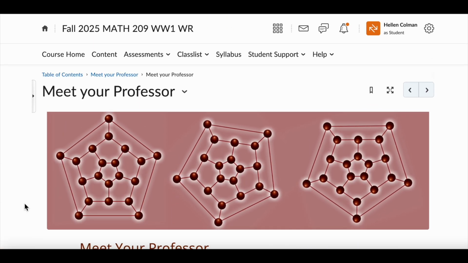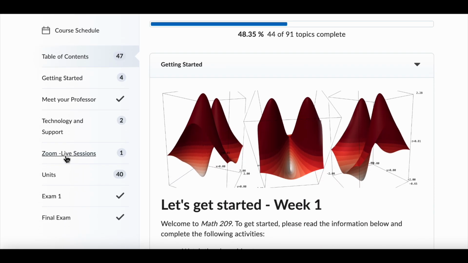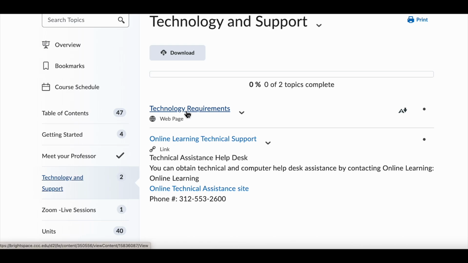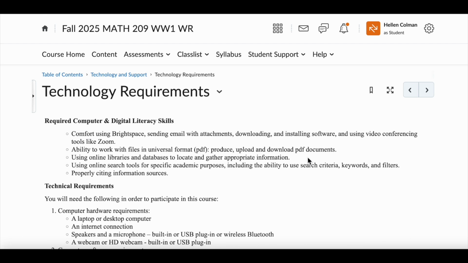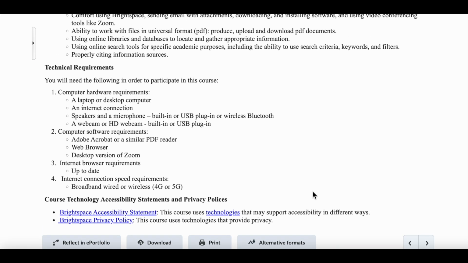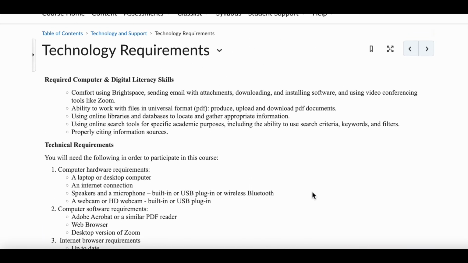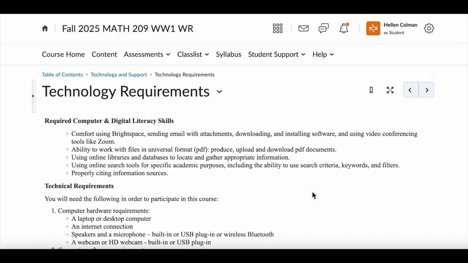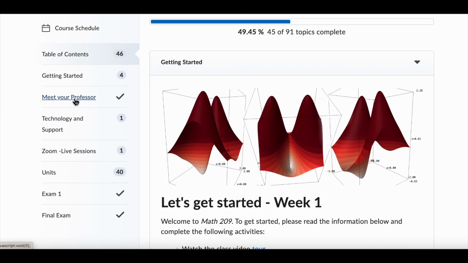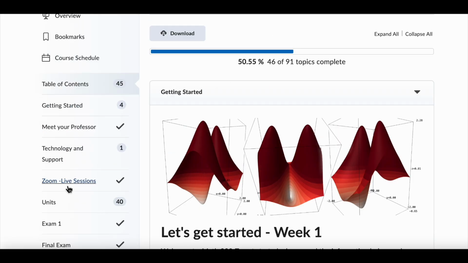So coming back to the table of contents, you have another tab for technology and support. Here you can read what the technology requirements for this class are, which essentially will tell you that you need to follow this class on a computer. You cannot follow it on a phone.